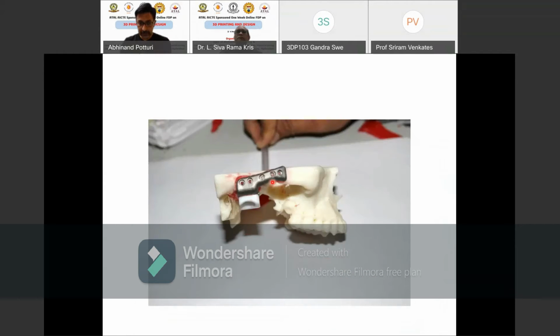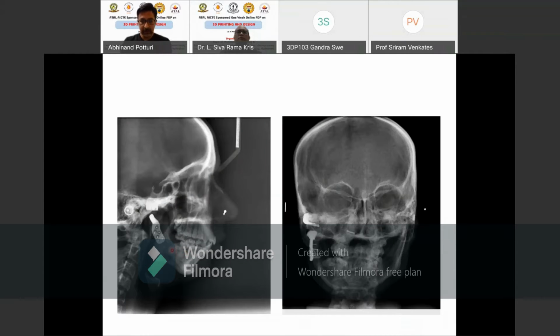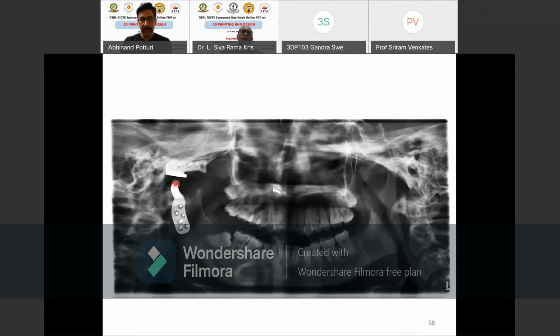This is a stereolithographic model, and here you can see how the joint is prepared, and then this is the CT scan of the patient where the joint has been placed in the original position so that he can function normally. See, this is the X-ray after the surgery, how the joint has taken its place.